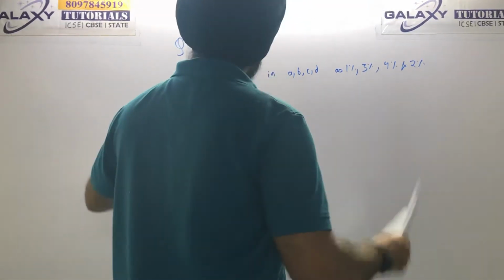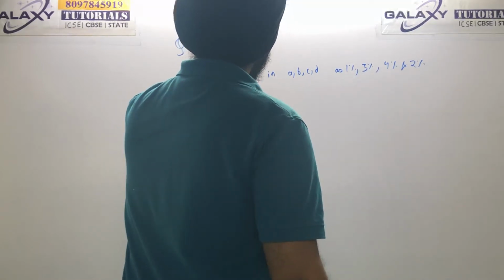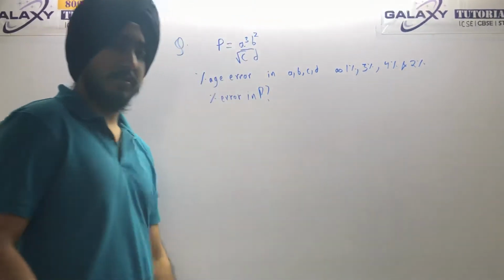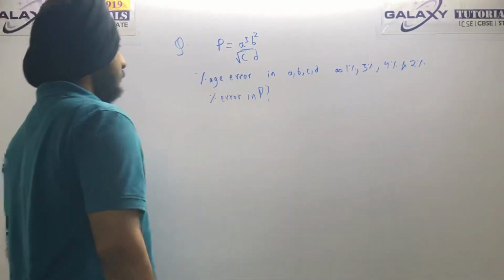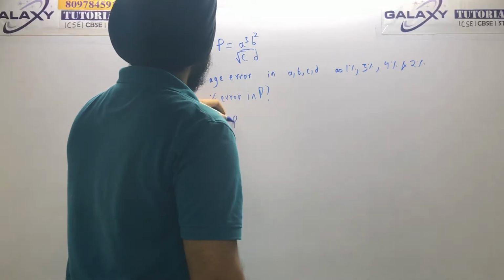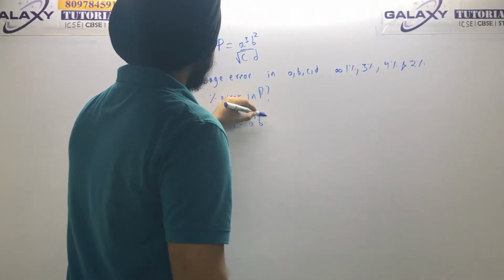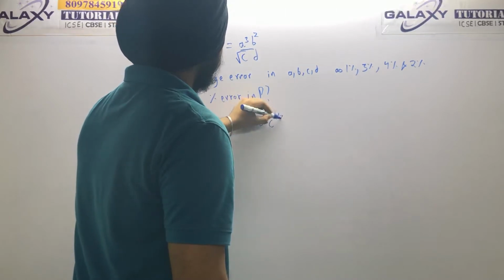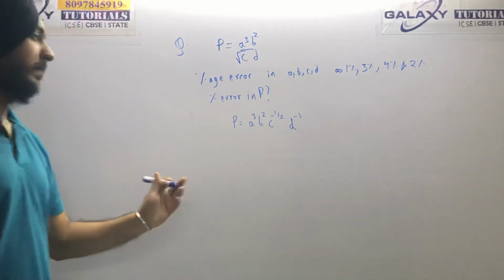in P. So this is the question. So first of all I will rearrange this a little bit. You can write this like this: A cube B square C raised to the power minus 1 by 2 D raised to the power minus 1. You can write P like this.